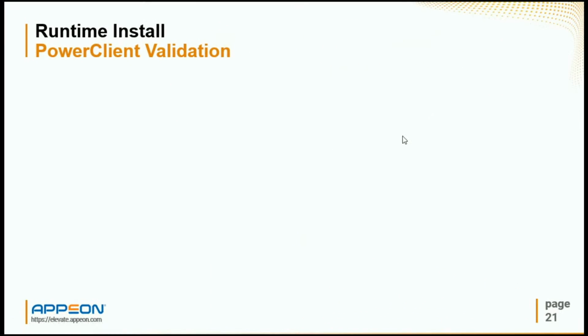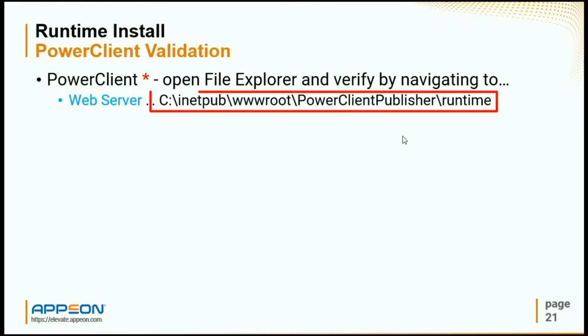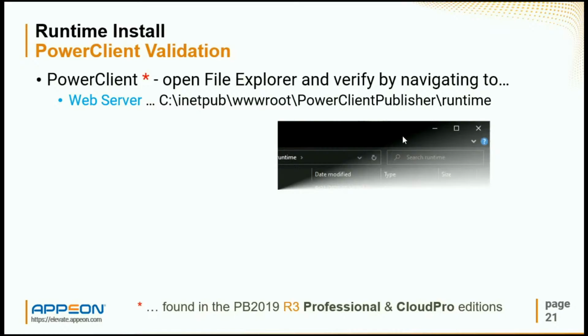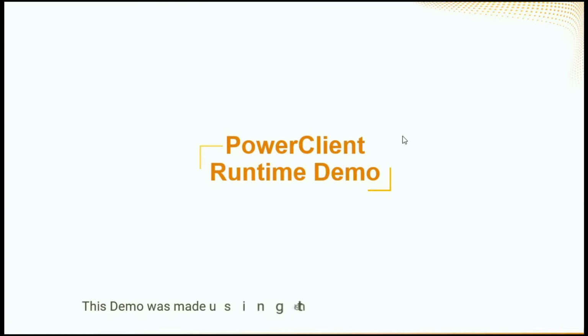So runtime installation and validation. Open File Explorer and verify by going to that address that I did already to make sure that the runtimes are there. Notice that the PowerClient feature in revision number 3 is available in both the Professional and Cloud Pro editions of PowerBuilder revision number 3. So we've seen actually now how it gets deployed to the PowerClient server. What happens here now on the PowerClient machine? We need to be able to go over to a machine and see what happens when a business user runs the application and what the runtime looks like from the actual production workstation.